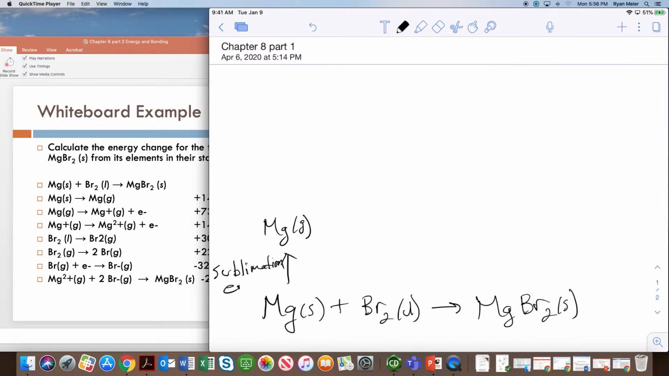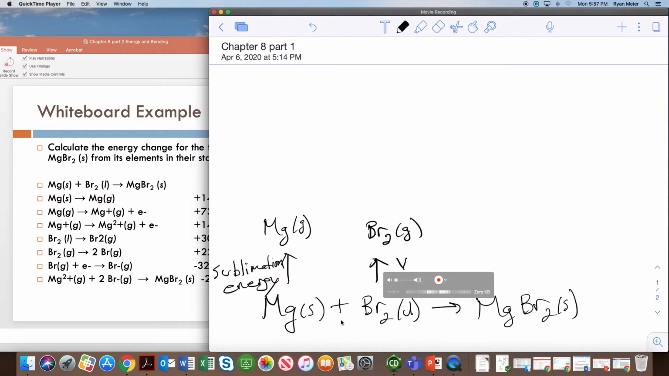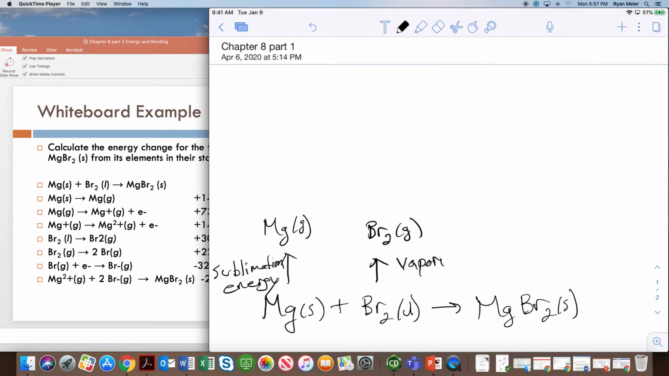So sublimation energy to get our metal to the gas phase. Now, for the nonmetals, most of them will probably be gases in their standard state starting out. So things like Cl2 or F2 are in the gas phase already. But in this case, the bromine isn't. So we're going to get our Br2 into the gas phase. If we're going from liquid to gas, that's vaporization, and so there's going to be some sort of vaporization energy for this step.